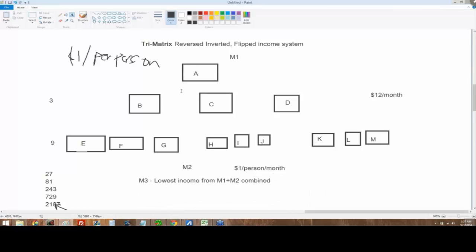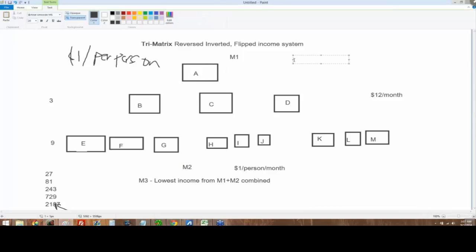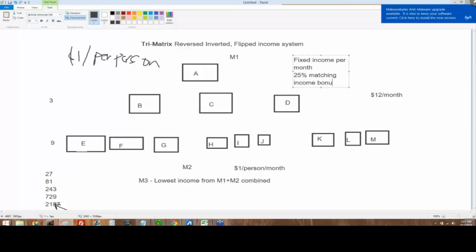Now the obvious question becomes, what does A then get for referring B? Here's what A gets for referring B. A gets a fixed income per month, just like in DSD. When you refer somebody in DSD, you get a fixed income per month for having referred them. So fixed income per month is the first thing that A is going to get on B. And then A will also receive a 25% matching income bonus. So whatever B makes, A is going to get a 25% matching bonus.